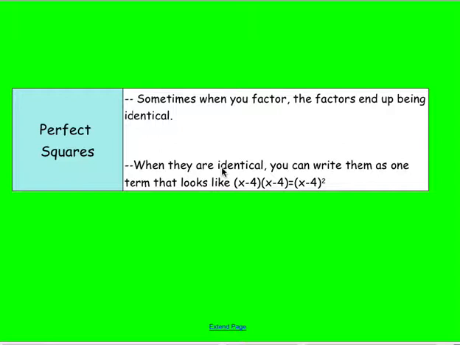And we worked with that when we were multiplying out our binomials. Then you have to separate them and write out the two separate parentheses. It's the same kind of idea here. So let's take a look at some of these.